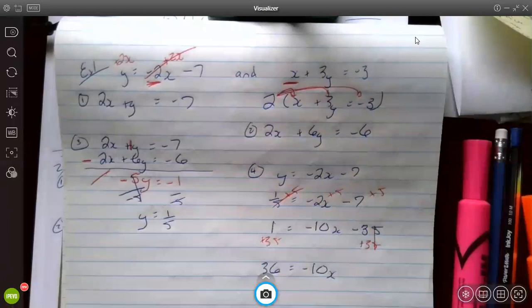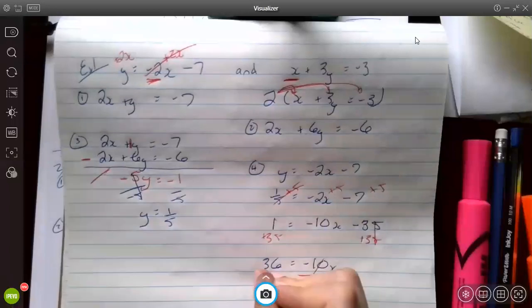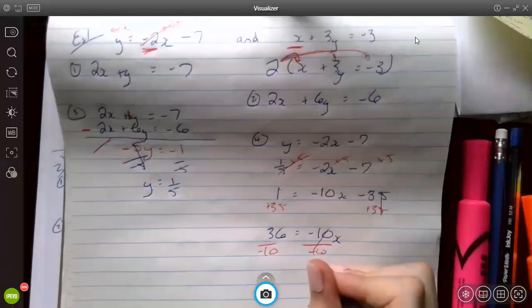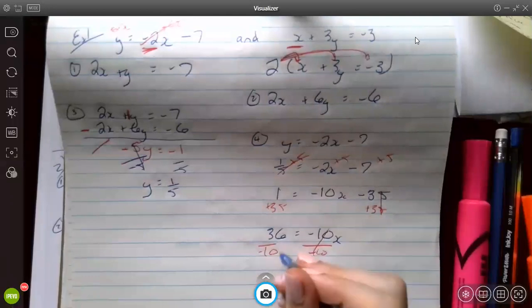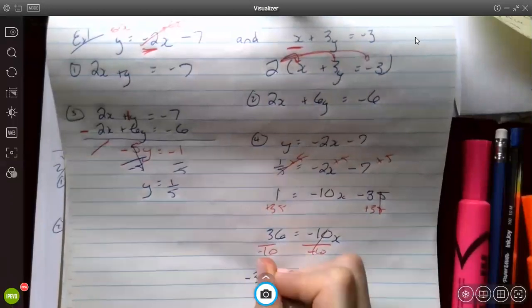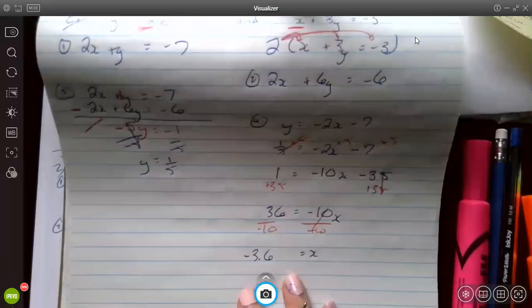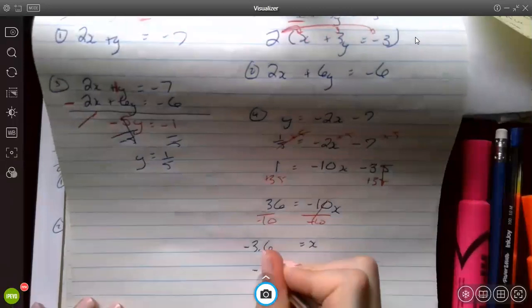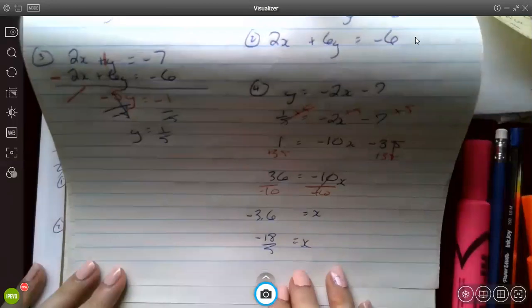And then, of course, we just divide by negative 10. And that can be simplified as negative 3.6, or if you'd rather keep it as a fraction, negative 18/5. Okay?